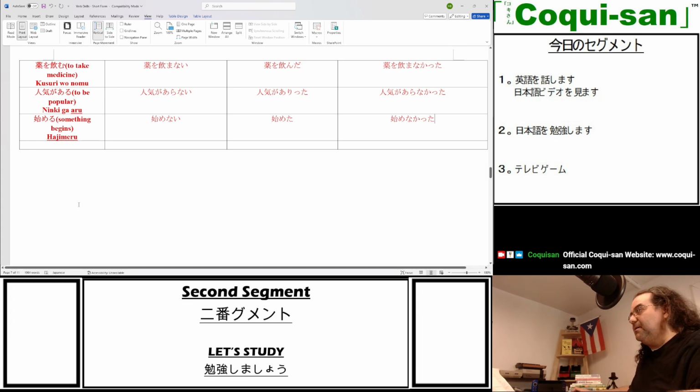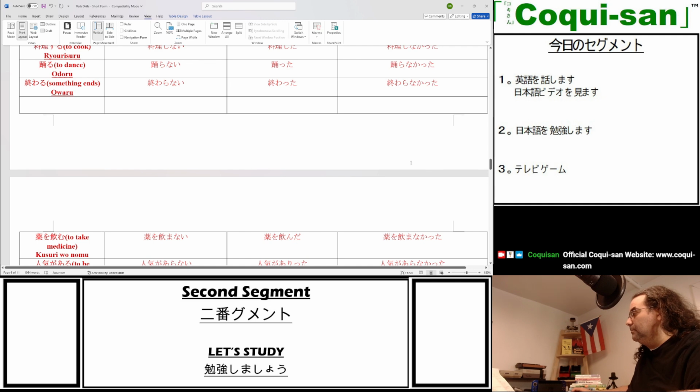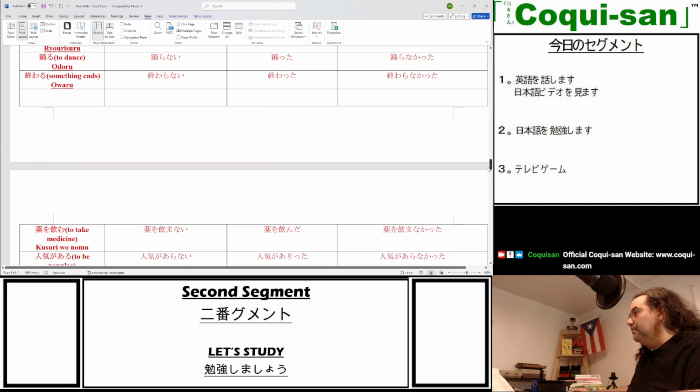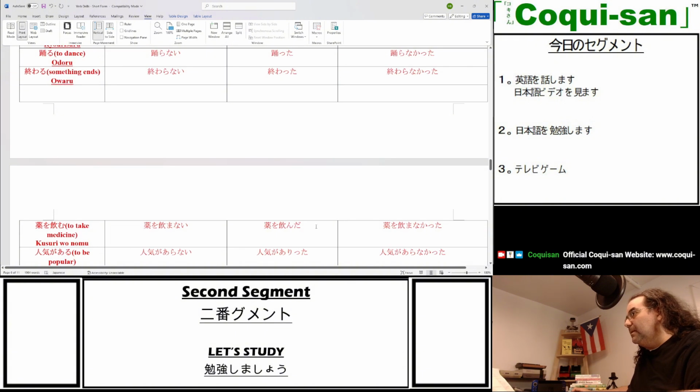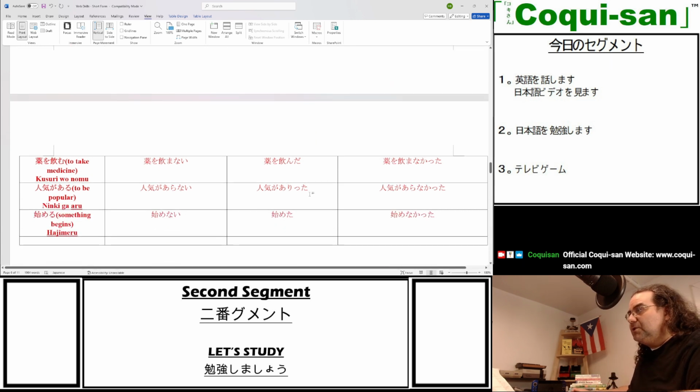These are verbs for the week. Odoru, to dance. Odoranai, odotta. Odoranakatta. Owaru, something ends. Owaranai, owatta. Owaranakatta. Kusuri o nomu, to take medicine. Kusuri o nomanai. Kusuri o nonda. Kusuri o nomanakatta.